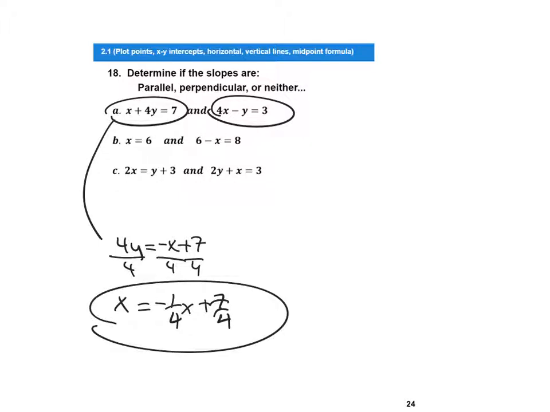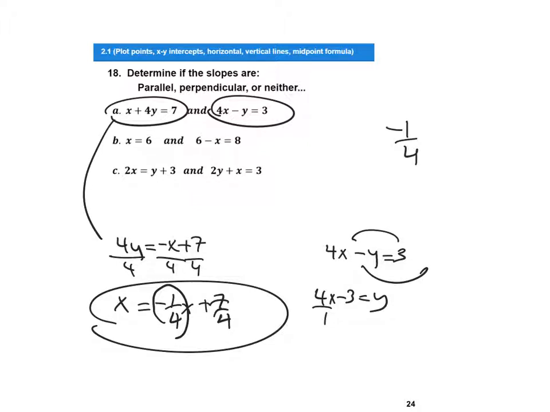And then I need to compare it to this one. 4x minus y equals 3. I'm actually going to add the y over and subtract the 3 over. So 4x minus 3 equals y. Now, here I've got a negative 1/4. And here I've got a 4 to 1. If you multiply those, you're going to get negative 4 divided by 4, and that's going to equal negative 1.